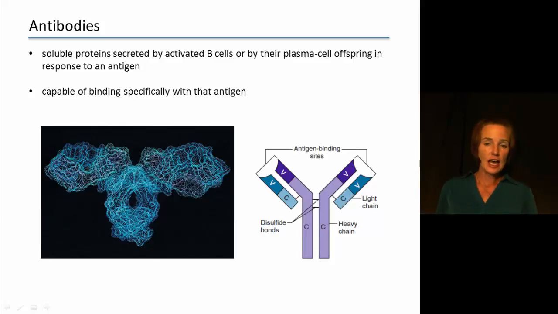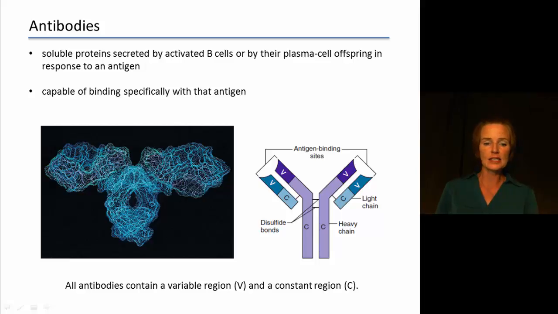Here we have a look at the actual structure of the antibody. The antibody is made up of two different chains. We have the heavy chain and the light chain, and there are going to be some disulfide bridges between those chains that help to hold them together. And then there are also some antigen binding sites on there. The antibodies are all going to contain a variable region and then also a constant region. The variable region is the region that's going to specifically recognize and bind to the antigen.